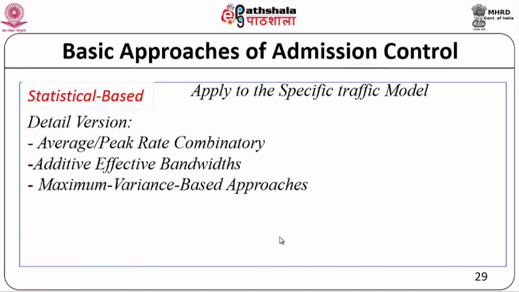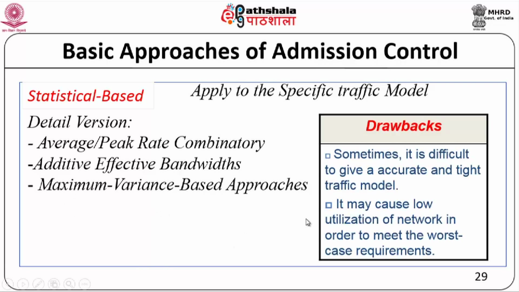There are many approaches used here. We have statistical based approaches, which apply specific traffic models; they know what kind of traffic is coming, and they apply these traffic models in order to do the admission control. But the difficulty is that it is not so accurate to give a very tight traffic model. So you may end up with very low utilization of the network, because you might have planned for worst case scenarios.